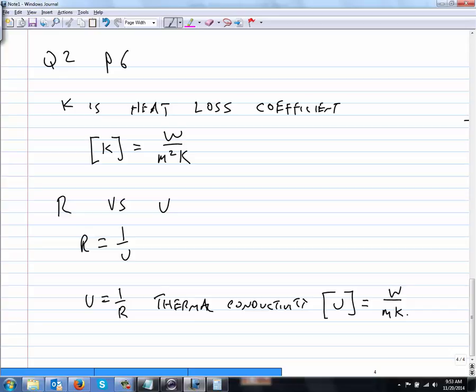So here's the question: which of these two? They look a lot alike. K and U look a lot alike, and I'm sorry too that the K's are looking a lot alike too. The coefficient is lowercase. Let's make the big K look more like a big K. I'll put some serifs on it. So that's K for capital King Lord Kelvin himself right there. And then the little k is the heat loss coefficient.